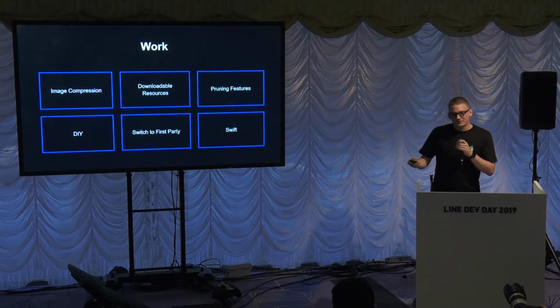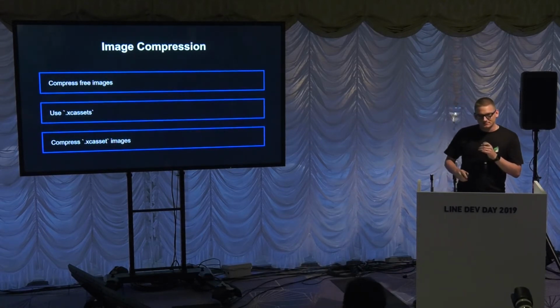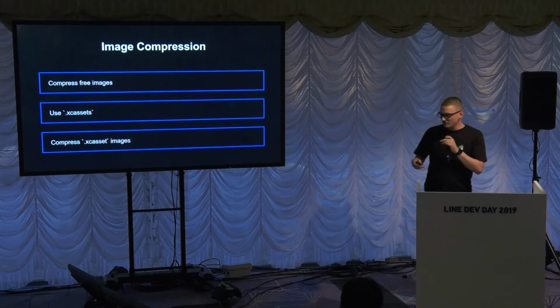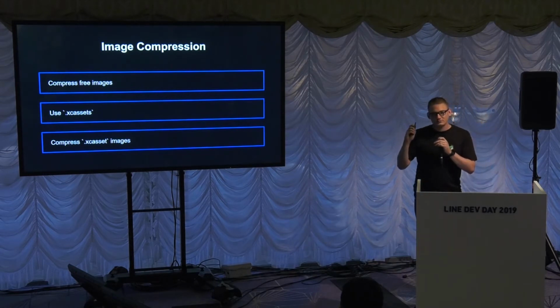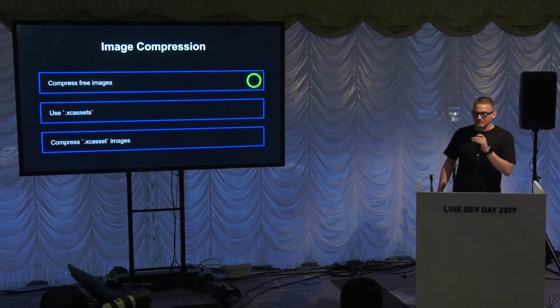Now, what we did falls into a few categories, and most of this is going to be in the order we did it. We started out with image compression because that's the easiest one to do. Basically, we just ran all of our images through Image Optim, and that came out with a couple megabytes down.